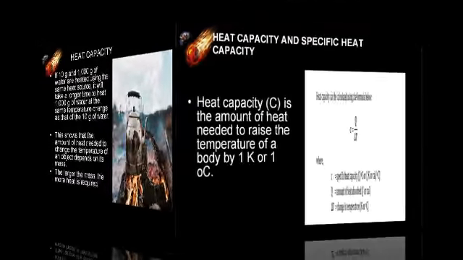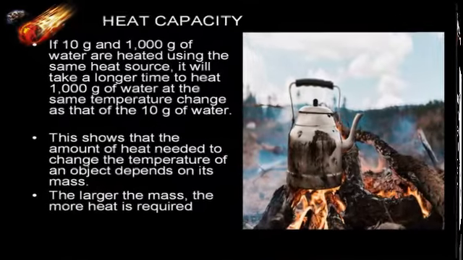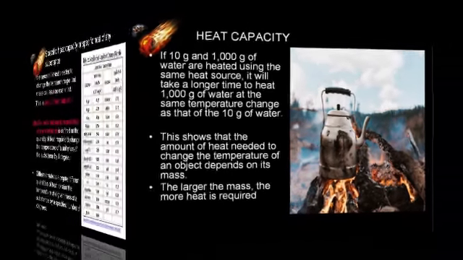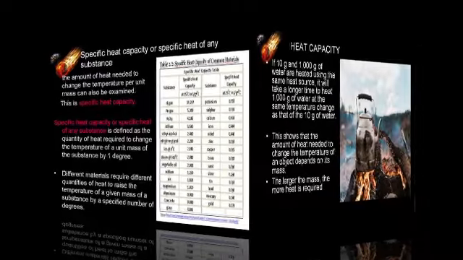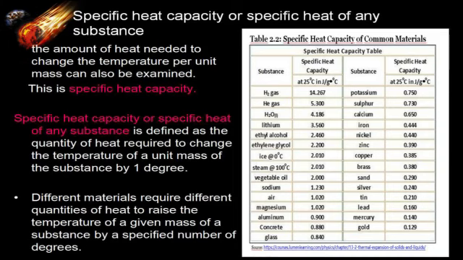If 10 grams and 1000 grams of water are heated using the same heat source, it will take a longer time to heat 1000 grams of water by the same temperature change as that of the 10 grams of water. This shows that the amount of heat needed to change the temperature of an object depends on its mass. The larger the mass, the more heat is required. Since heat capacity depends on the mass, the amount of heat needed to change the temperature per unit mass can also be examined. This is the specific heat capacity.